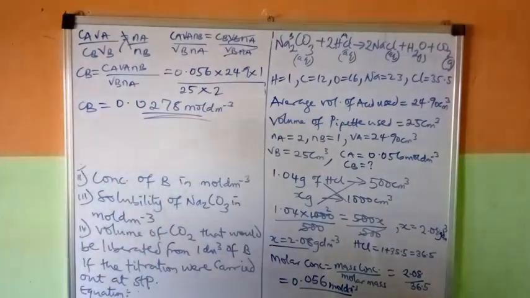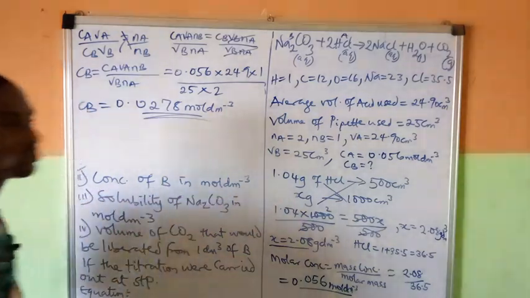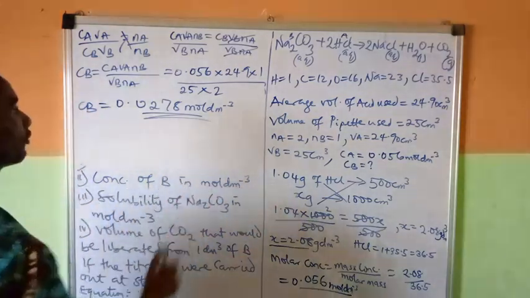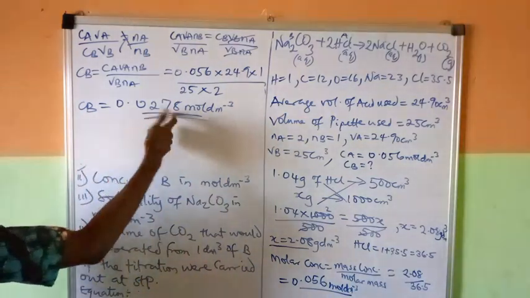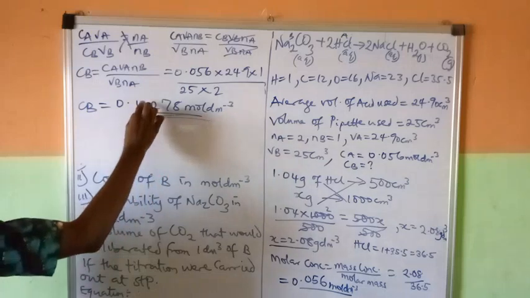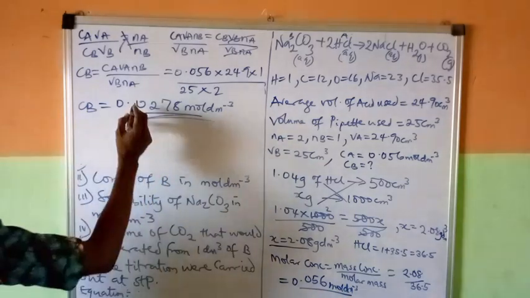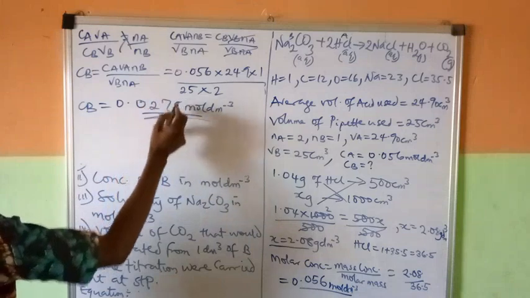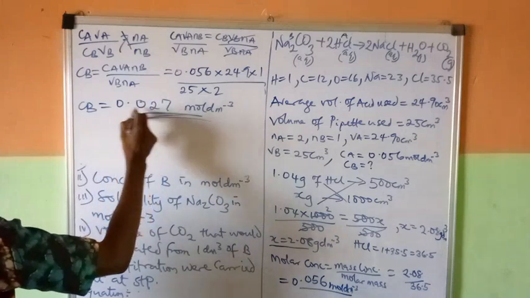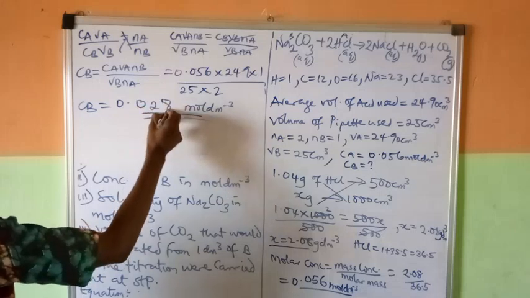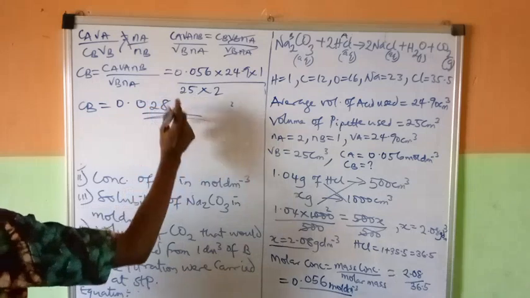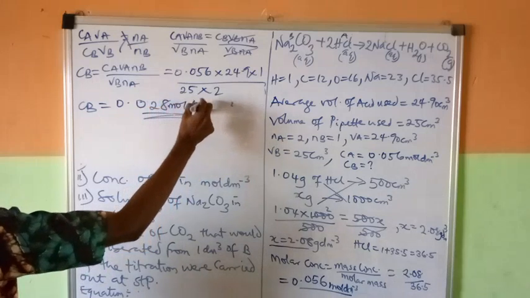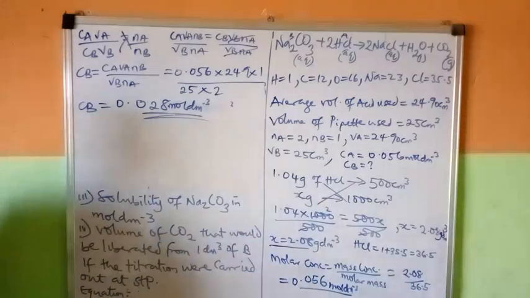So you have been able to answer the second question that says concentration of B in mole per dm cube, or approximately 0.028. So you can do 3 decimal places. If you do 3 decimal places, 1, 2, 3, it will be 0.028 mole per dm cube, okay?